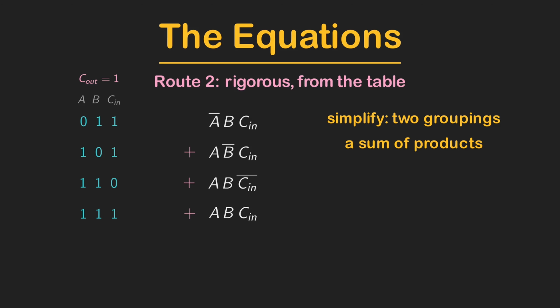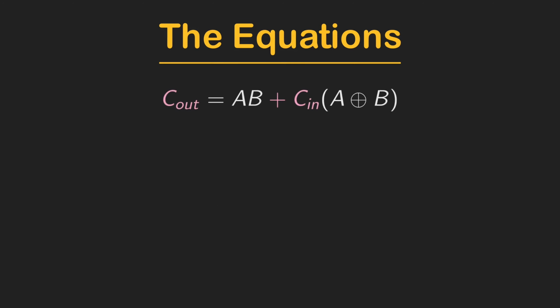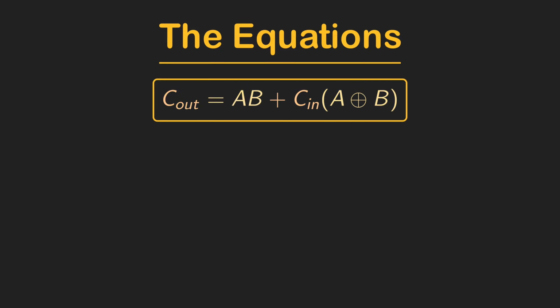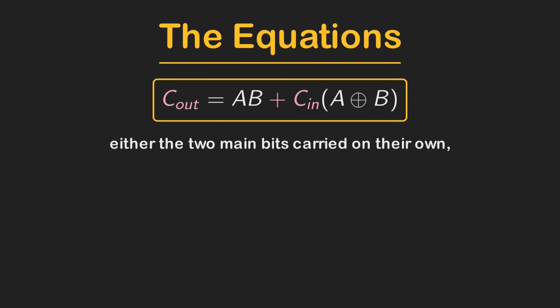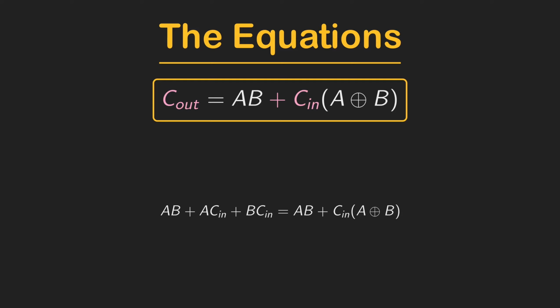Now simplify in 2 groupings. The last 2 terms both contain A and B, one with carry-in, one without. Together, they cover both possibilities, so they collapse to simply A and B. The first 2 terms both contain carry-in, and what remains, B without A or A without B, is exactly A XOR B. So everything collapses to carry-out equals A and B, or carry-in and A XOR B. In plain words, either the 2 main bits carried on their own, or the incoming carry met a difference between them. 2 valid forms of the same truth.